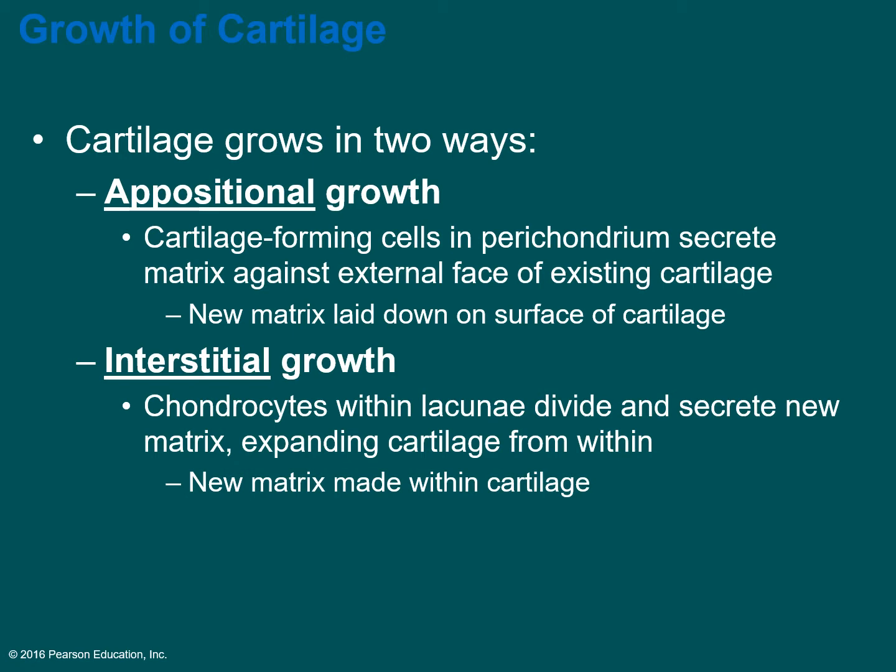Interstitial growth is when the chondrocytes that are in those little lacunae, which look like little open vessels, will divide and secrete new matrix as connective tissue does. Cartilage, remember, is connective tissue, so it has that matrix. So now you're growing essentially from within. If you're growing on the external surface, that's appositional growth. If you're growing more internally and spreading out, then that's interstitial.